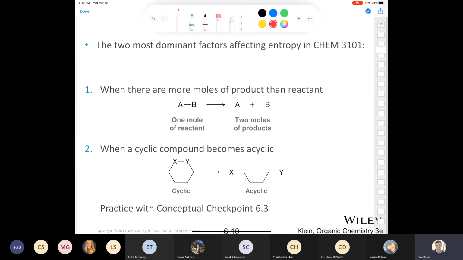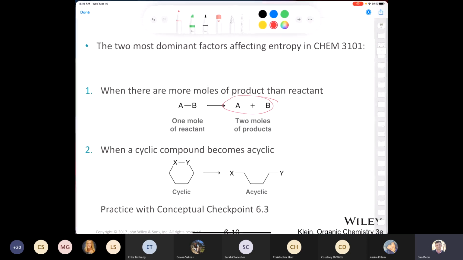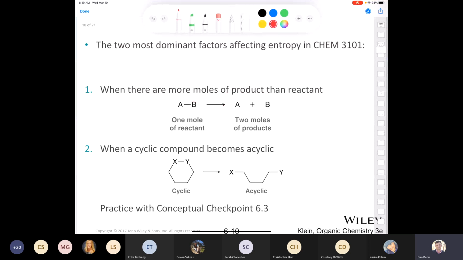The first one is when there are more moles of product than reactant. There are more ways that you can organize two individual molecules than one molecule. So in this case, the delta S would be positive. There's an increase in disorder. Think about it: if you have one thing, it's going to be neater than if you have two things. If you have two things, you can organize them more than one way, and so the disorder is increasing. That's pretty intuitive. And the other one is when you have a cyclic compound and it becomes acyclic.